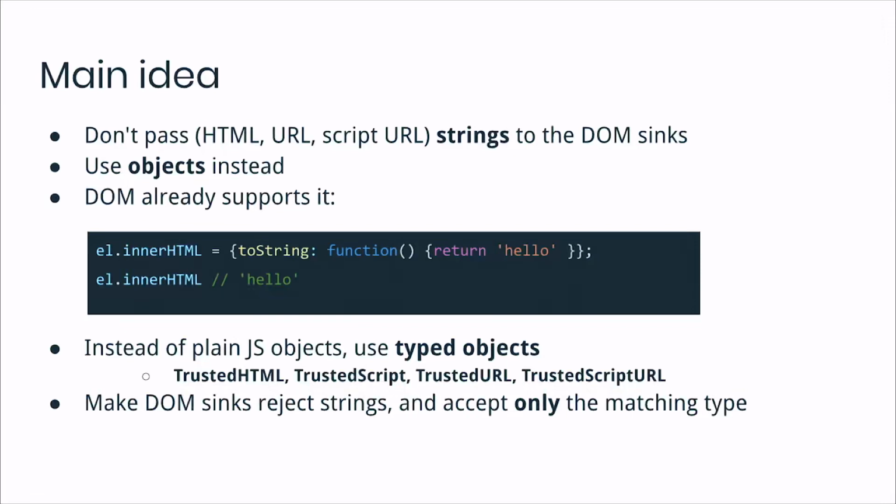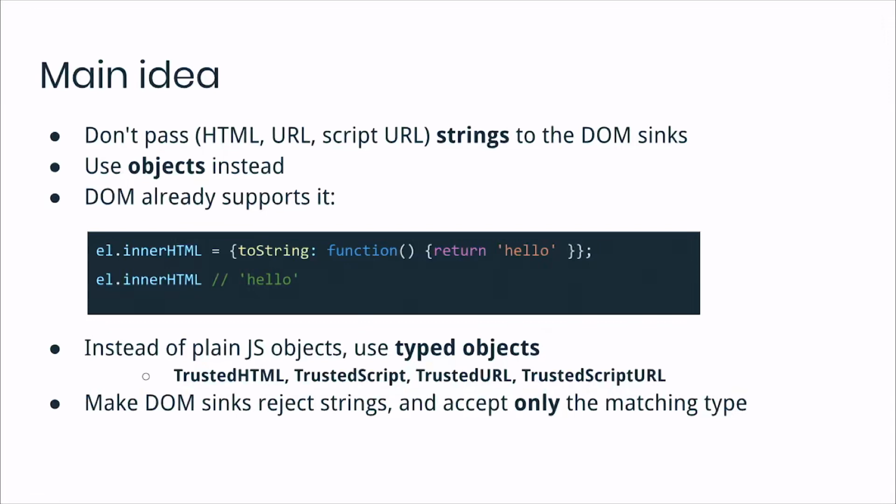Here's an example. If you assign to an innerHTML an object that has a toString function that returns some value, the DOM API will just try to stringify this object, so call this function implicitly, and then the result value will be actually assigned to the DOM. So we can already start using objects in our JavaScript programs without breaking the functionality of the applications.